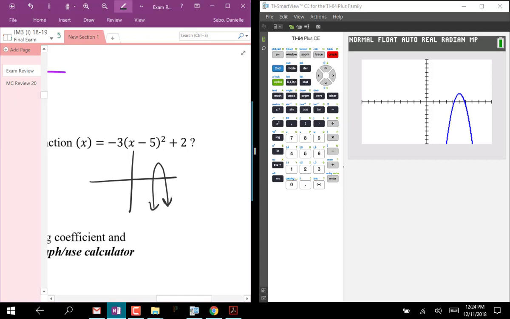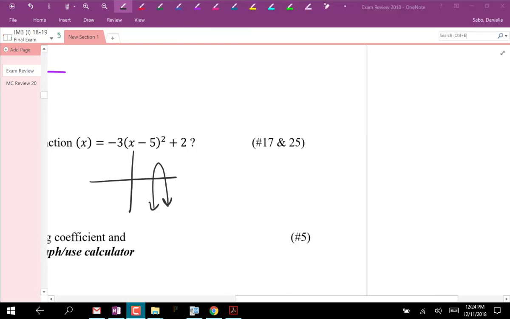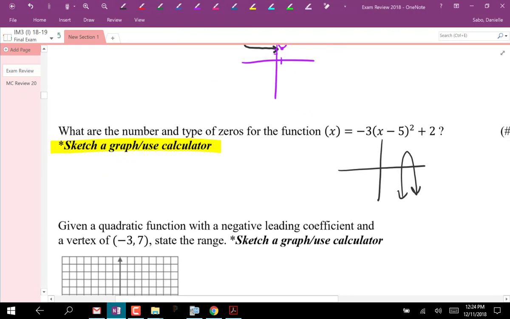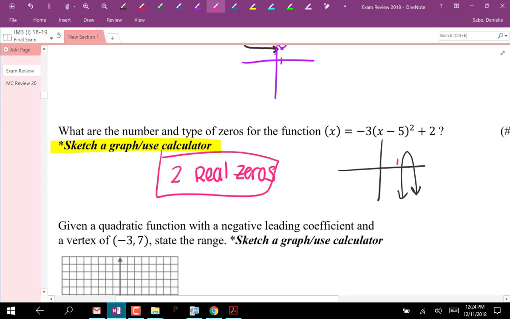Okay? It doesn't have to be perfect because the question asks, how many and what type? So how many zeros do I have? I have one right here and I have one right here. So I have 2 real zeros. And I'm done. And maybe put a 1 here and a 2 there because there's 2. Because remember we had something that looked like imaginary where it didn't touch at all? That was imaginary. That's the difference.